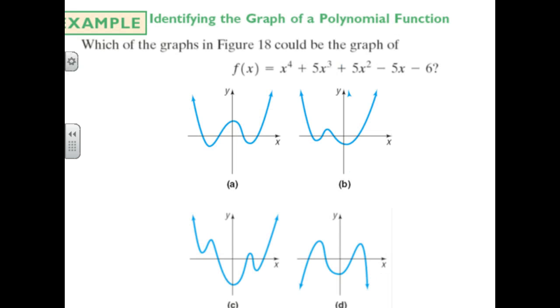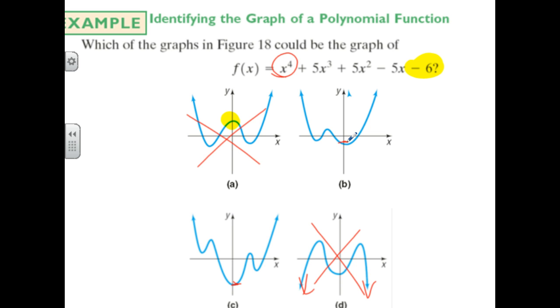So which one of these is x to the fourth? All I have to do is look at my ending behavior. It can't be this one because the ending behaviors are not in the first and the second. The other nice hint is the y-intercept is -6. So this one's out because that looks like the y-intercept is positive. So I know that either this is -6 or this is -6.